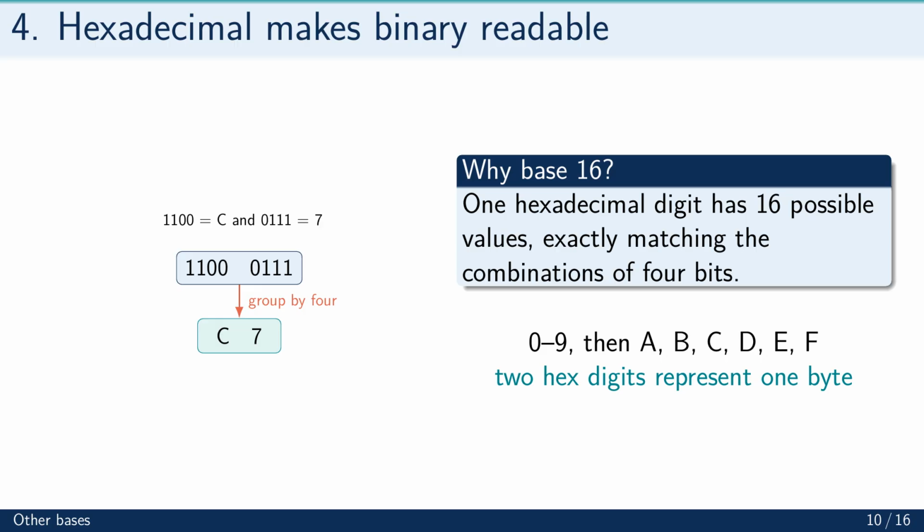Hexadecimal, or base 16, is popular because it gives us a compact way to write binary. 4 binary digits have 16 possible combinations, exactly matching the 16 symbols used by hexadecimal, 0 through 9 followed by A through F. In the example, the binary pattern 11000111 becomes C7. We simply group the bits into sets of 4 and translate each group. This is easier to read than a long string of zeros and ones, while preserving the same information.